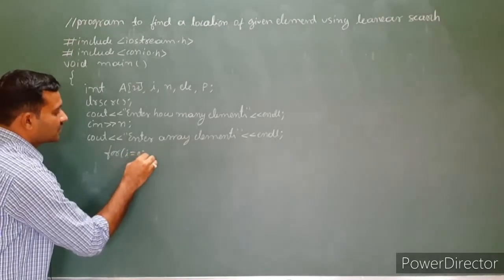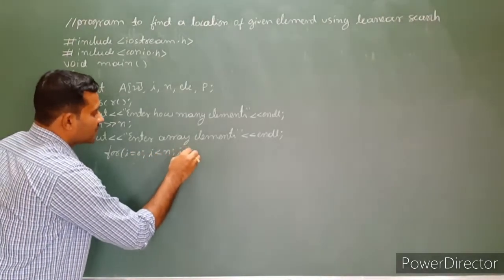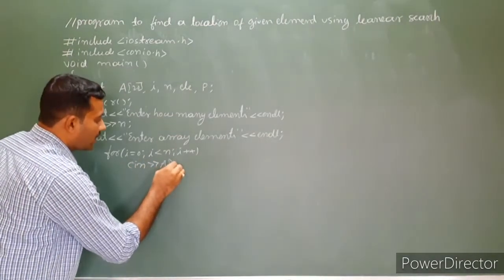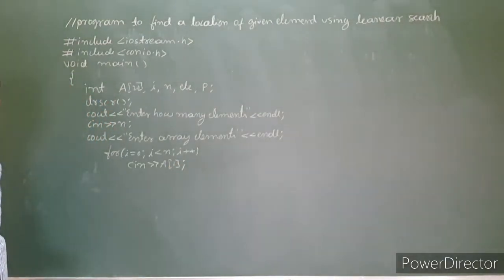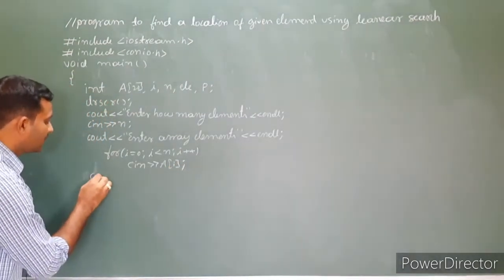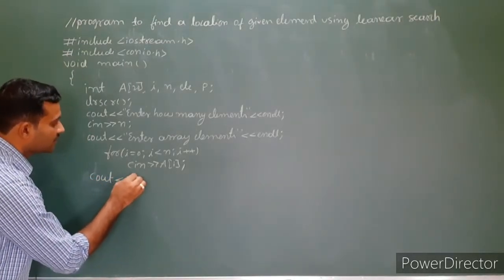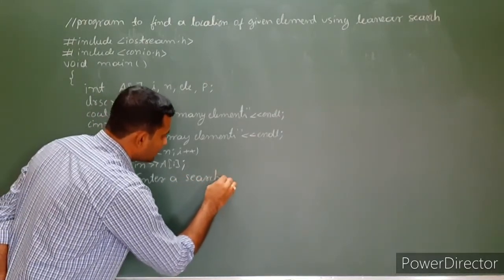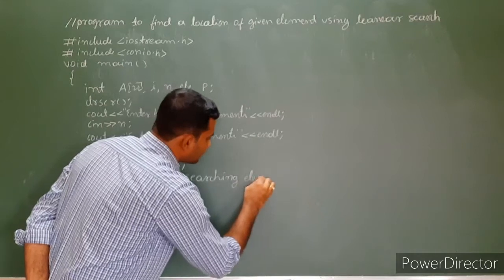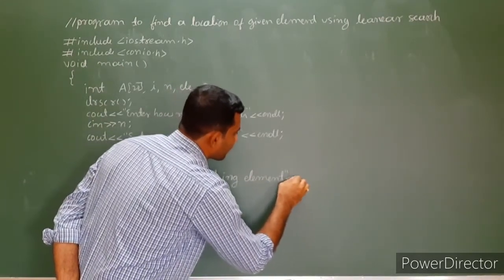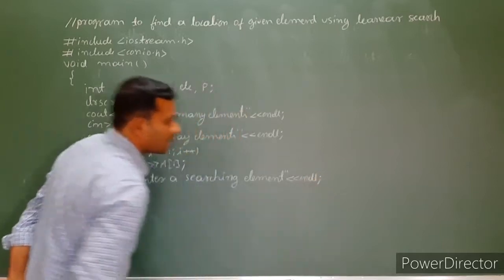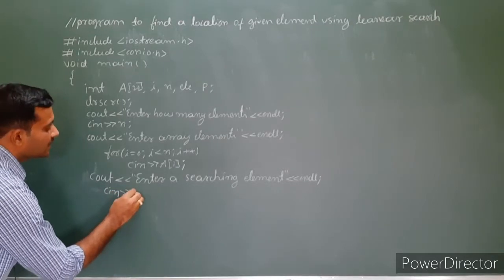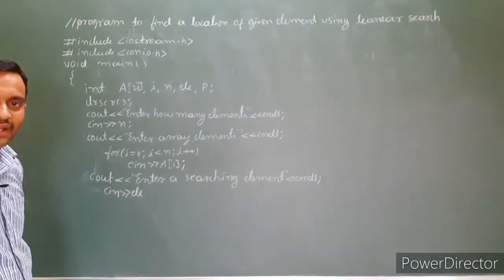For i equals 0, i less than n, i plus plus. It needs a for loop. Inside that, cin extraction a[i] to read the array elements. After reading the array elements, I have to read the searching element. Cout, enter a searching element. So how to read? Using cin extraction element, you have to read the searching element.